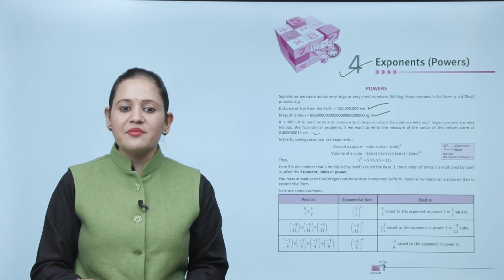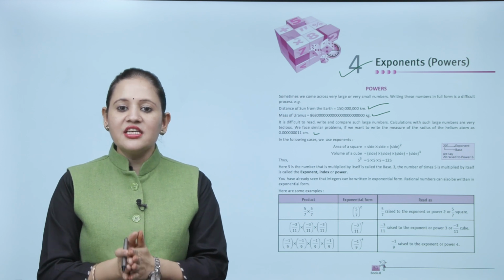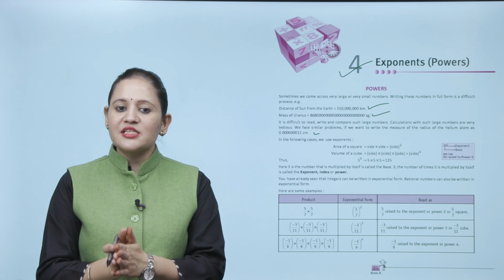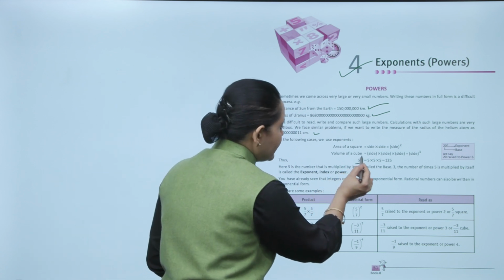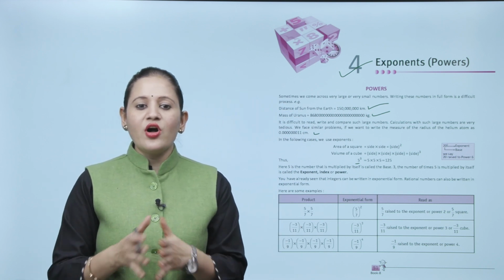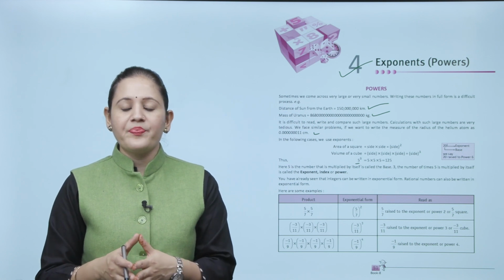Here 5 is the number that is multiplied by itself, and it is called the base. And 3, the number of times 5 is multiplied by itself, is called the exponent, index or power. So here 5 is the base and 3 is the power or exponent. Clear?